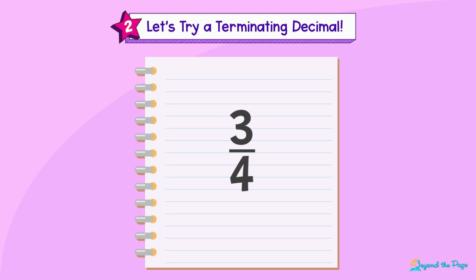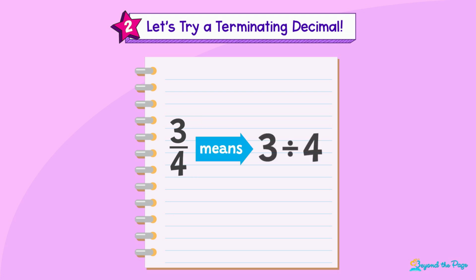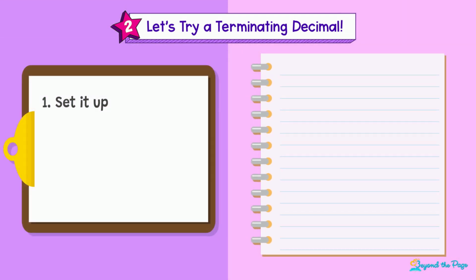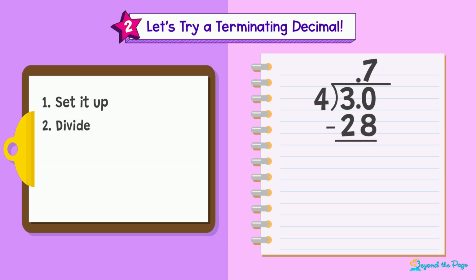We now know that fractions can be thought of as division problems, so we can turn 3/4 into 3 divided by 4. Let's set it up. Write 3 divided by 4 in long division form. Since 3 is smaller than 4, add a decimal point and a 0, making it 3.0. Then divide. 4 goes into 30 7 times. Write 7 after the decimal point.